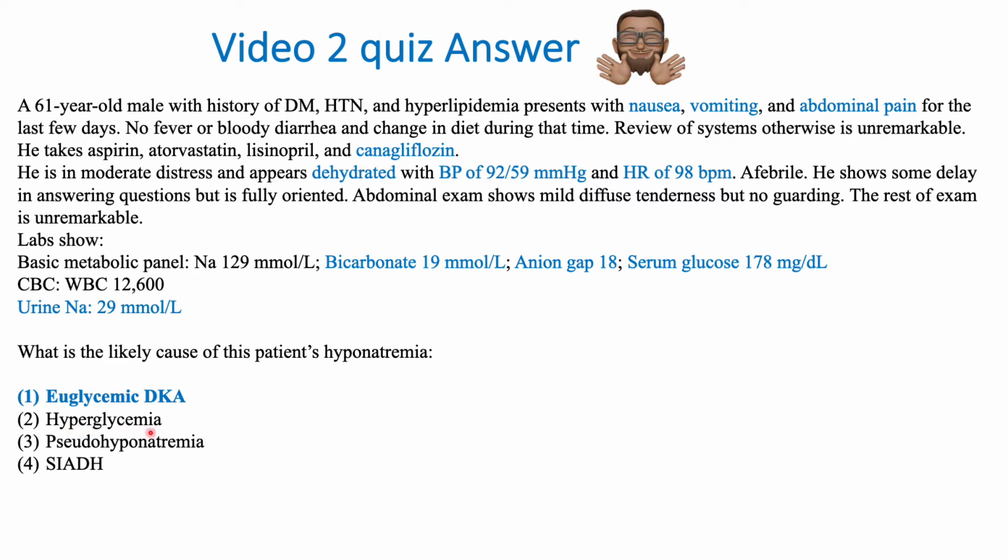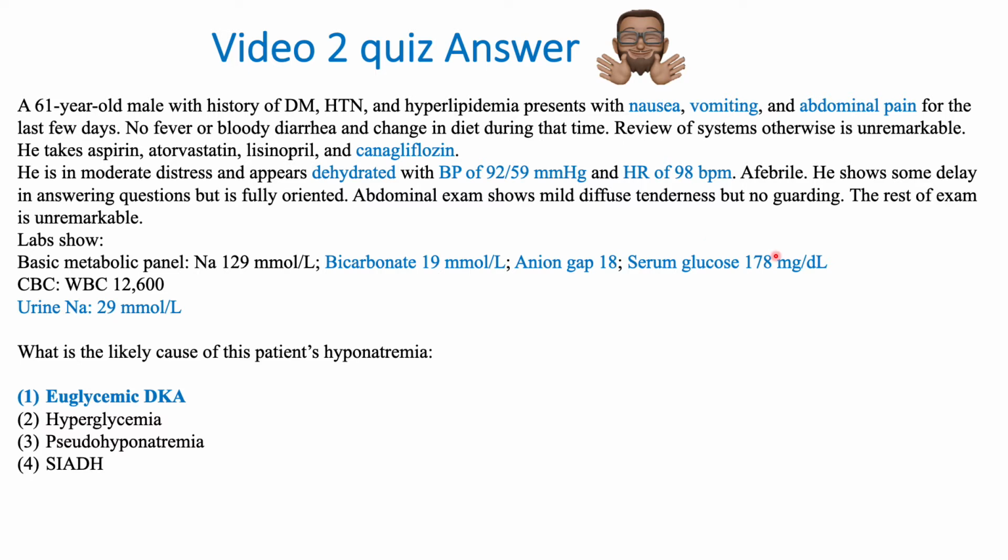In hyperglycemia, we talked about that last time. The patient's serum glucose is not very high. You would expect it to be high to cause a serum sodium of 129, so that's not the case. Pseudohyponatremia usually happens with hyperlipidemia and in a patient with multiple myeloma. There are no clues here that the patient has any of these.